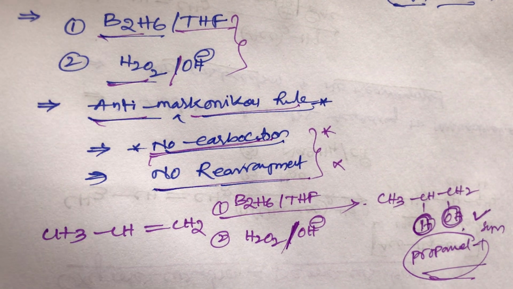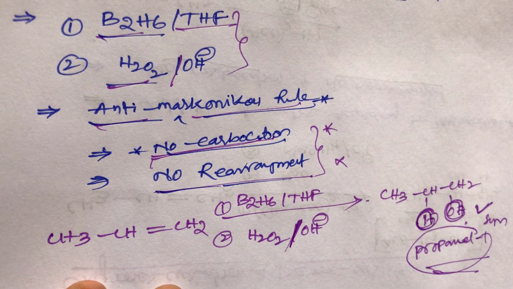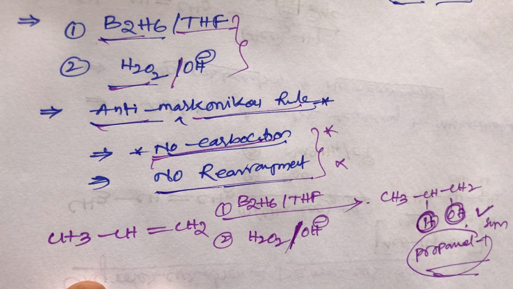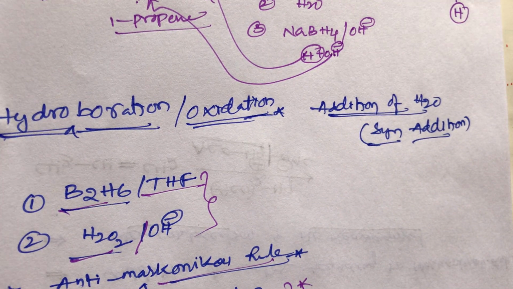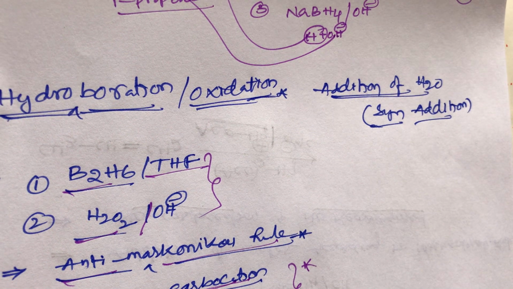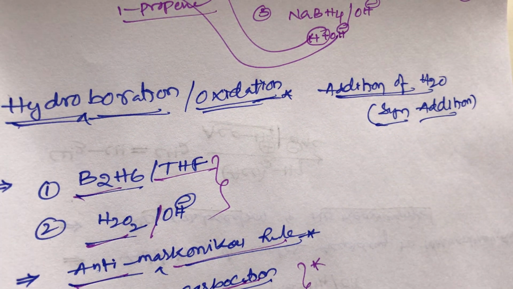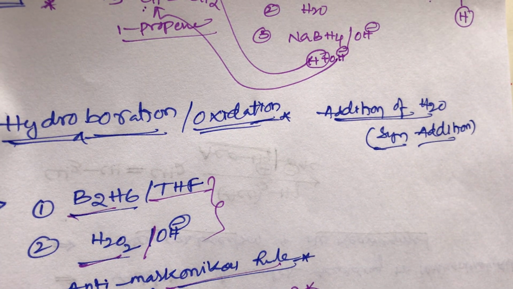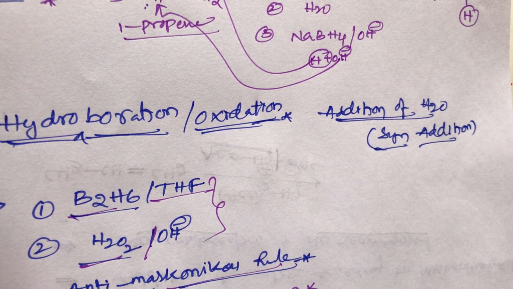These are the important hydration of alkene reactions, students, that is oxymercuration and demercuration. Oxymercuration follows the Markovnikov rule, but hydroboration oxidation follows the anti-Markovnikov rule. But in both oxymercuration and hydroboration, there is no formation of carbocation and there is no rearrangement. It is a very most important point, student.